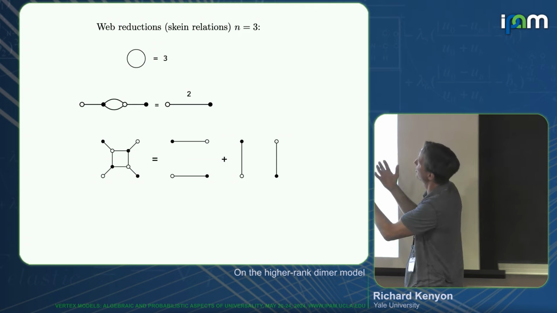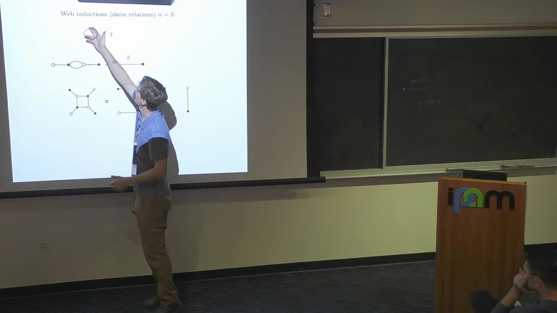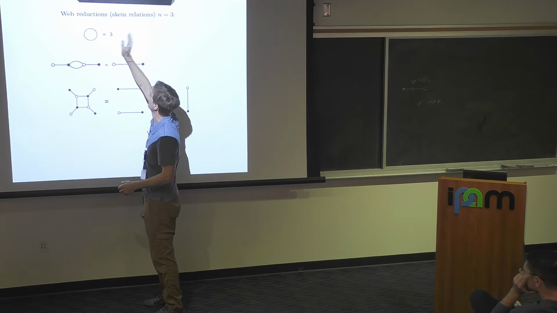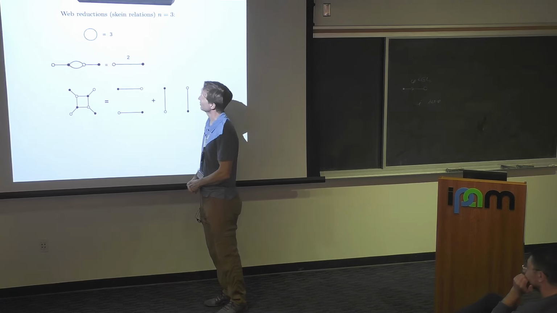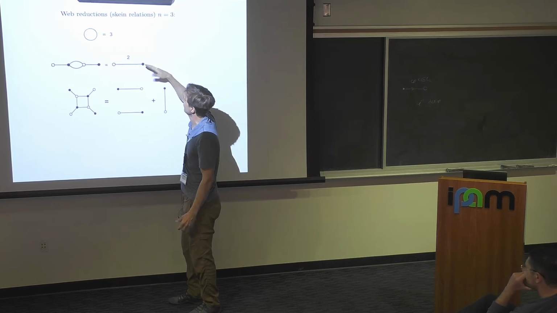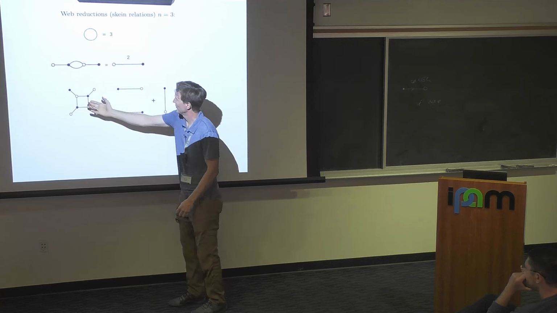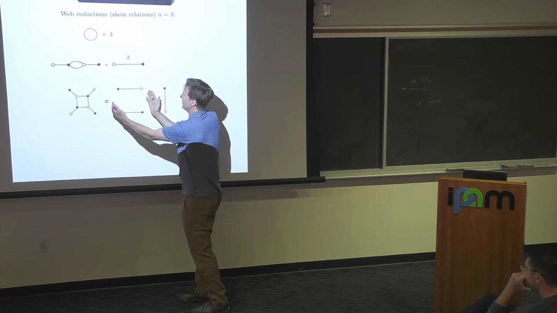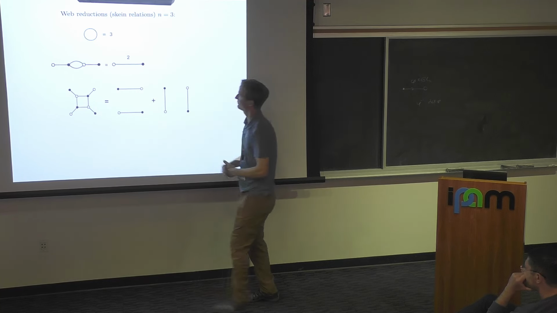There's a way to reduce a web using some so-called skein relations. Every face of degree 0, which is just a loop, you can throw it away and multiply what's left over by 3. If you have a face of degree 2, you just remove it, and multiply everything by 2. And if you have a square face of degree 4, you can replace it with this, connected to the rest of the graph here. You can replace it with that or that.